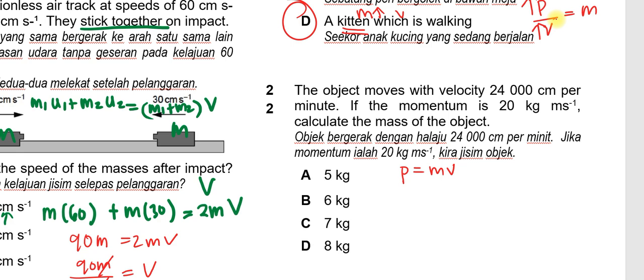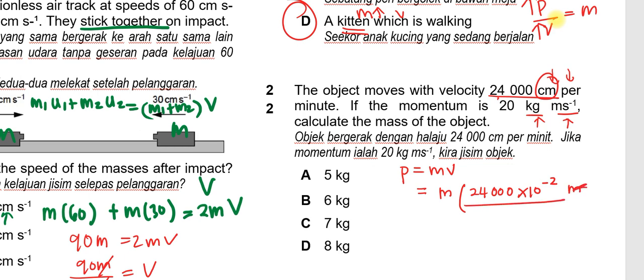Okay, so kita ambil mass dia. Mass dia yang kita kena cari sebenarnya. Velocity dia apa dia? 24,000 cm. You kena tukar kepada apa? You tengok momentum punya unit, kg ms -1 kan? Semua dalam SI unit kan? Ini pun kena tukar dalam SI unit. So 24,000 centi maksudnya 10 to the power of -2. Okay, sudah jadi meter. Per minute, 1 minute. 1 minute is 60 second.